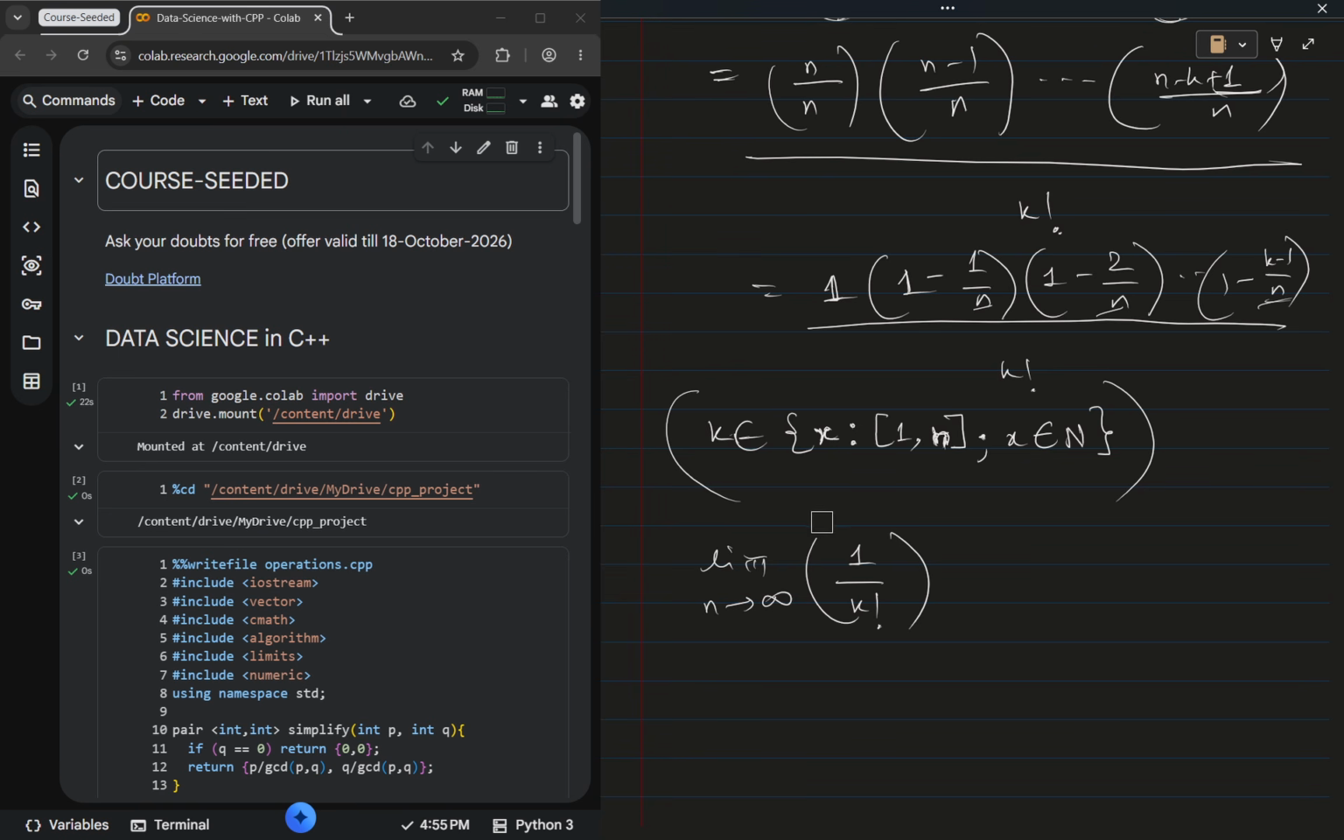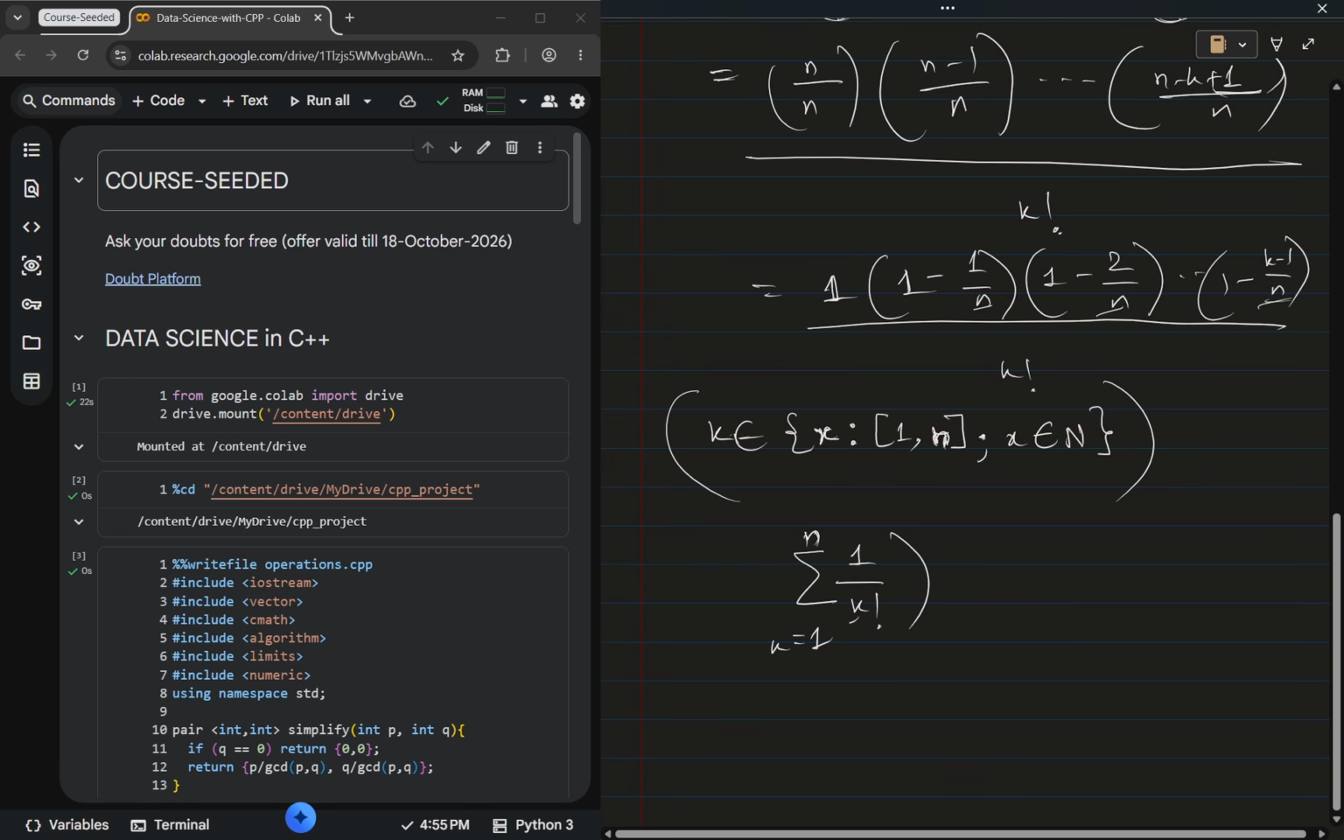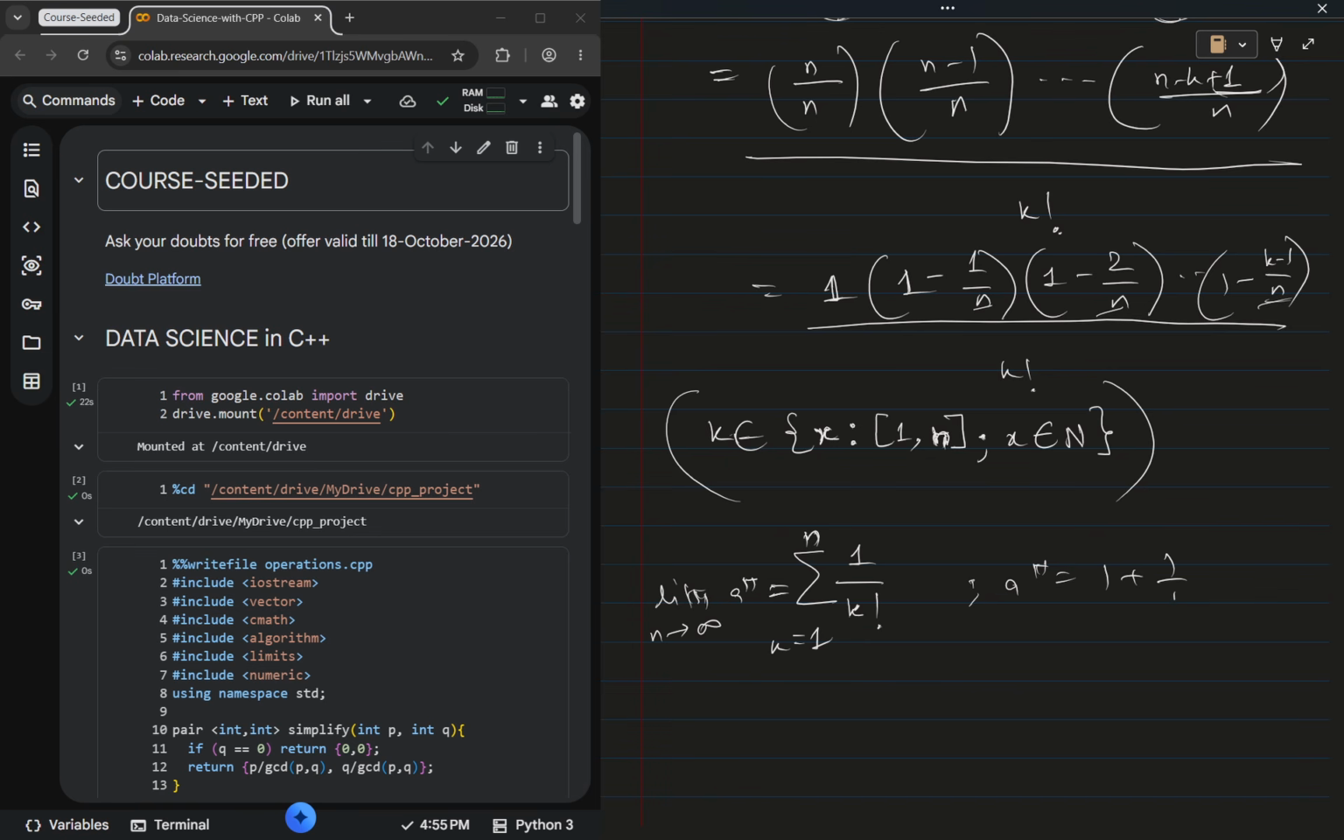And obviously for all the coefficients, you'll write it like this: sigma of k equals 1 to n. And obviously you can remove the limit, because we clearly saw that 1 by n and all these numbers tend to 0, or you can say they become 0 when n is tending to infinity. So this is what you get for your limit of a to the power n, where a to the power n equals 1 plus 1 by n to the power n.